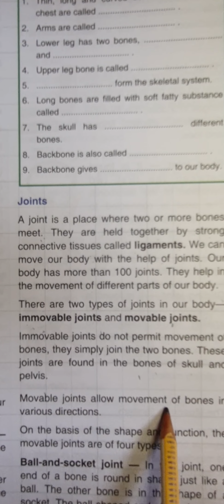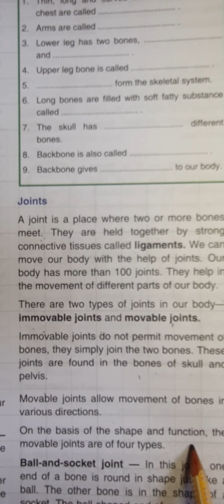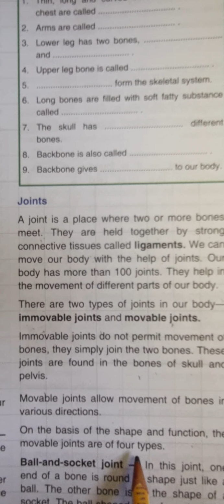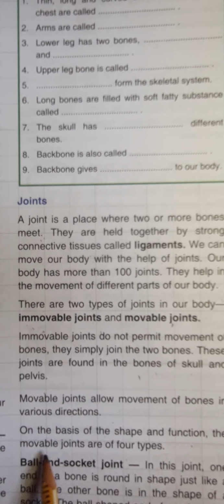Movable joints allow movement of bones in various directions. On the basis of shape and function, the movable joints are of four types.